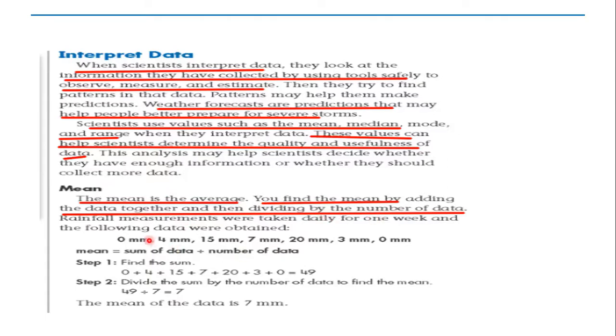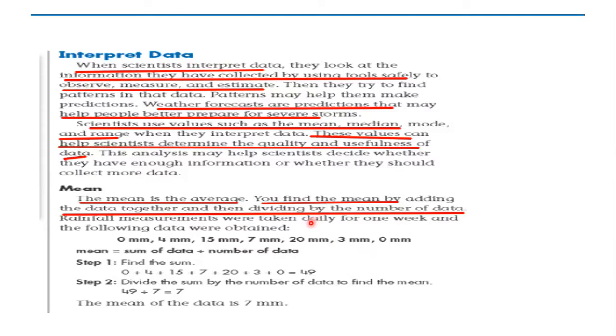Here we take the rainfall. Measurements of rainfall were taken daily for 1 week and the following data were obtained. For 1 week we have 0 millimeter, 4 millimeter, 15, 7, 23, and 0. From this information, you want to find the mean.